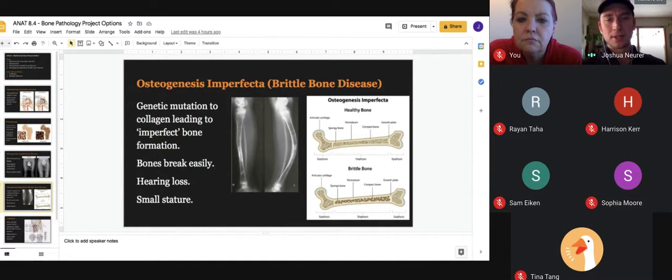Patients also experience hearing loss and deafness, and they have a small stature as well. You'll see on the right there the Swiss cheese holes in the diaphysis, the midsection of the bone. That's a common characteristic of osteogenesis imperfecta.